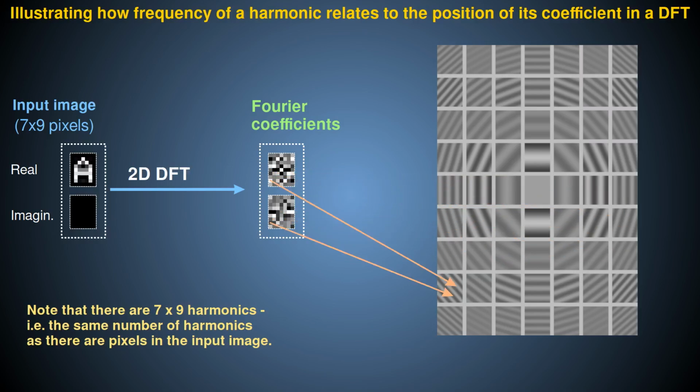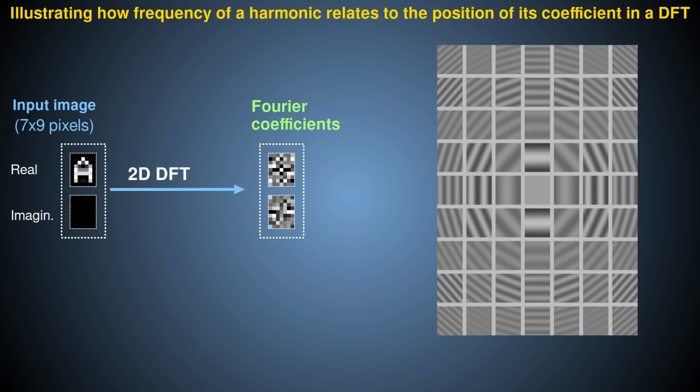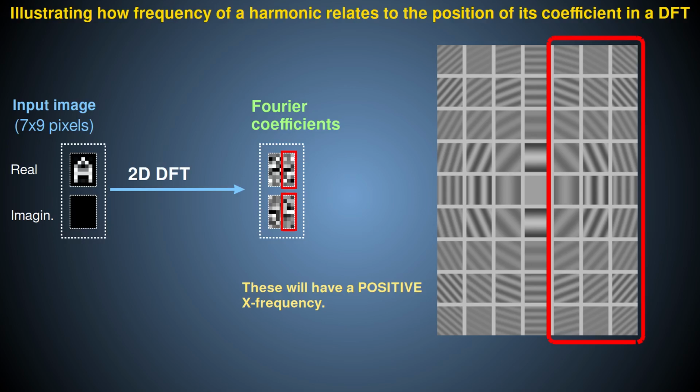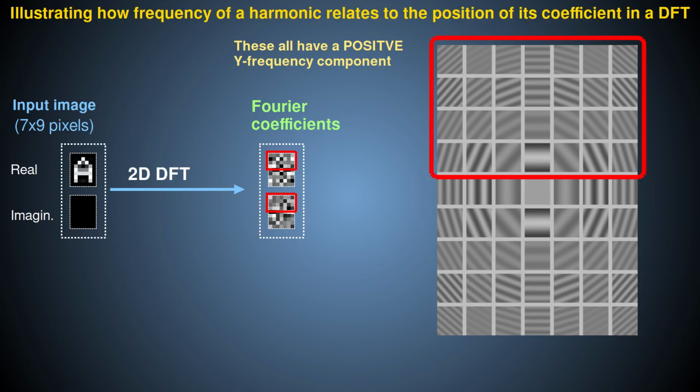As with any Fourier transform of any dimensionality, the frequency that any coefficient relates to is determined by the position of that coefficient in the transform. In this respect, note 3 things. First, in this case, all coefficients to the left of the vertical midline will represent negative x-component frequencies, and to the right side they will be for positive x-component frequencies. And all coefficients above the horizontal midline will be for representing positive y-component frequencies, and all those below that line for negative y-component frequencies.